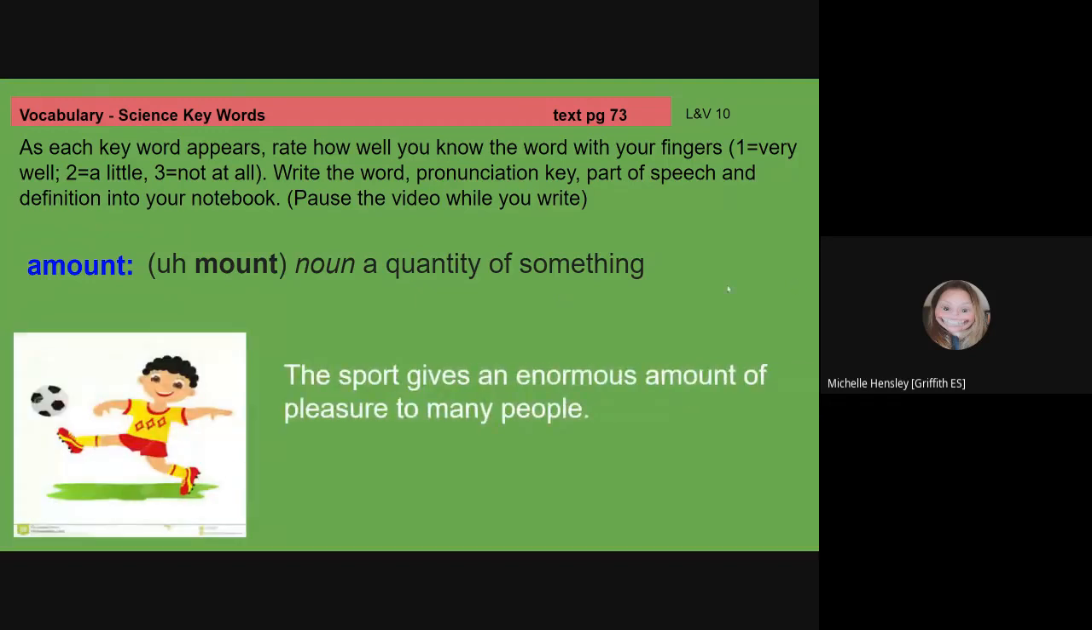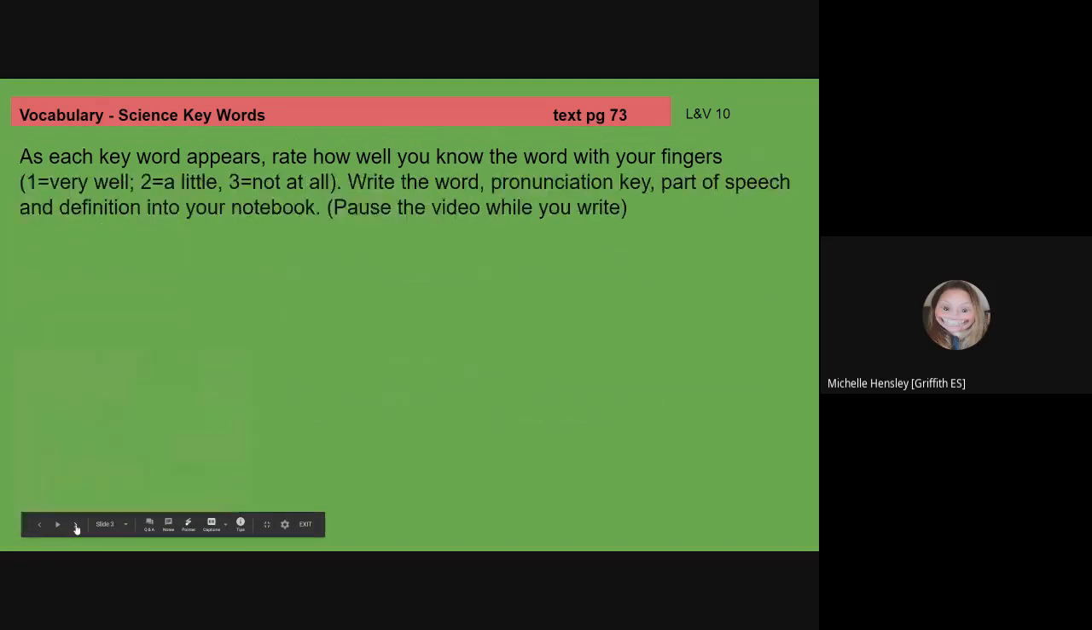And I'll give you a little example here. The sport gives an enormous amount of pleasure to many people. Okay? I know a lot of you probably like soccer, so hopefully it gives you an enormous amount of pleasure. All right, if you need more time for amount, please pause the video. We're going to move on to the next word.